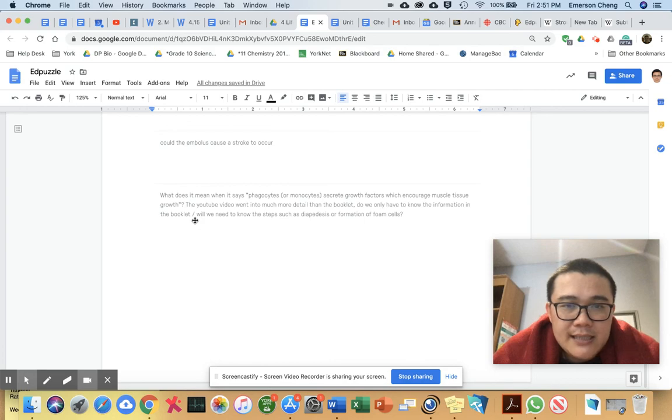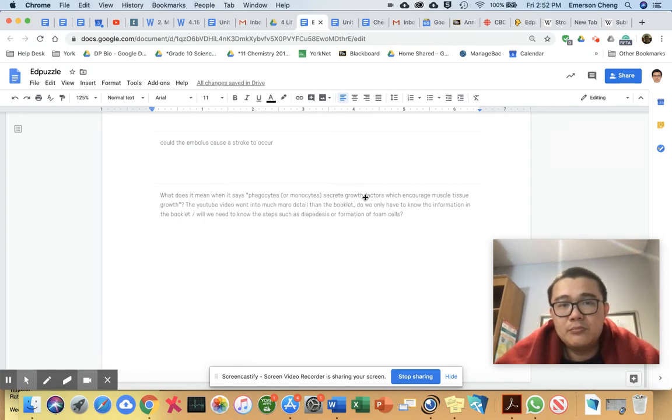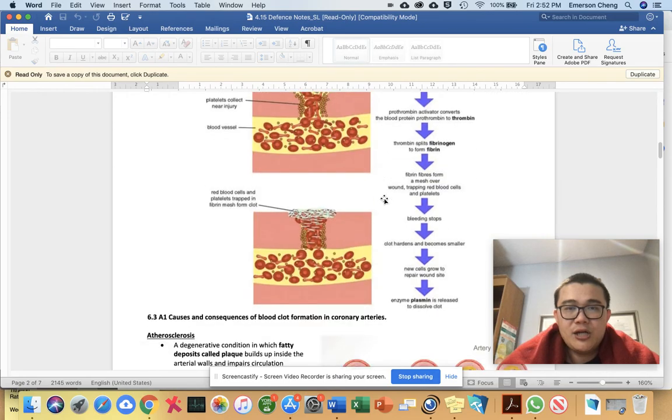What does it mean when it says phagocytes secrete growth factor which encourages tissue growth? Now, this part went way more detailed. Do you need to know that part? No. Basically, the phagocytes and the monocytes, one kind of leukocyte, can secrete chemical signals, i.e., growth factors, which cause the soft muscle tissue to grow. That's just what it does. Again, don't need to go into that. You just need to know as much as this part here.